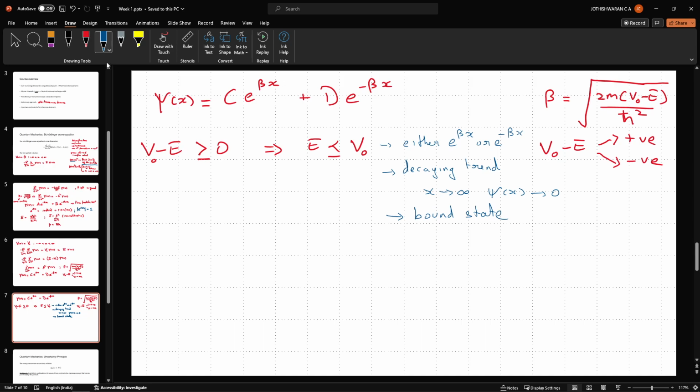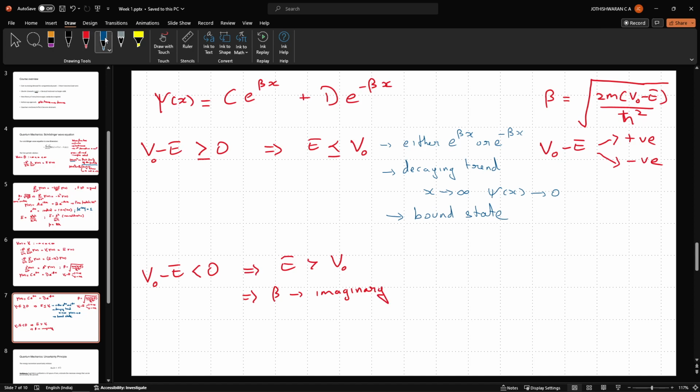And then there is the final case, V0 minus E is less than or equal to 0. Since I put equal to in the previous case, I will not put an equal to here. I will say it is strictly less than 0. This implies E is greater than V0. This will imply, very directly, that beta is now imaginary, because the square root of a negative number will be iota times the square root of the magnitude of that negative number. So beta becomes imaginary.